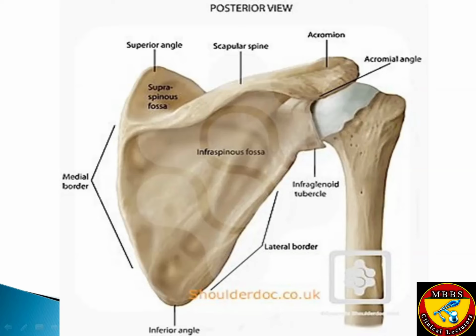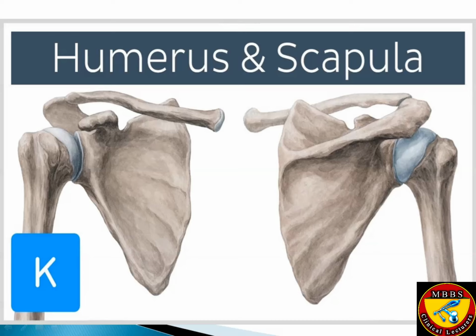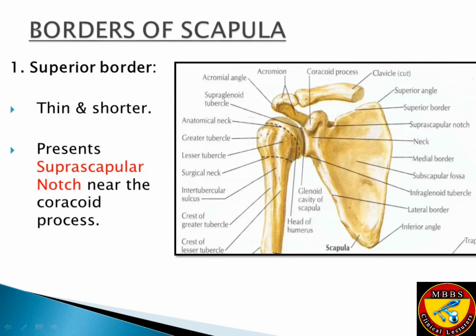Now in this figure, you can see the joint formed, both the anterior view as well as the posterior view of the joint formed between the scapula and the humerus. So this is the shoulder joint, which is formed between the glenoid cavity and the head of the humerus. The glenoid cavity is quite shallow while the head of the humerus is large.